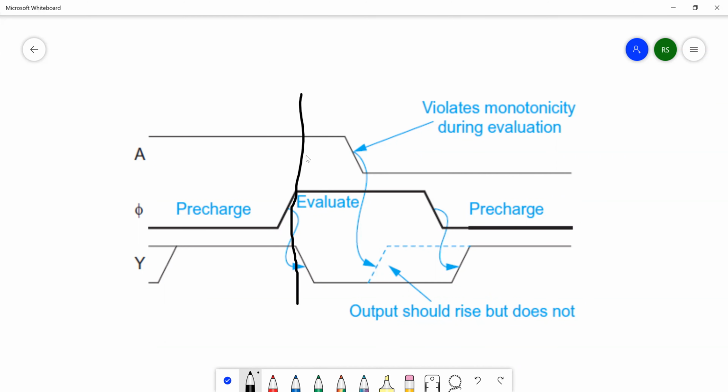In the beginning of the evaluate phase, A is equal to 1. So basically this is a dynamic CMOS inverter. So let me draw the circuit. One second.